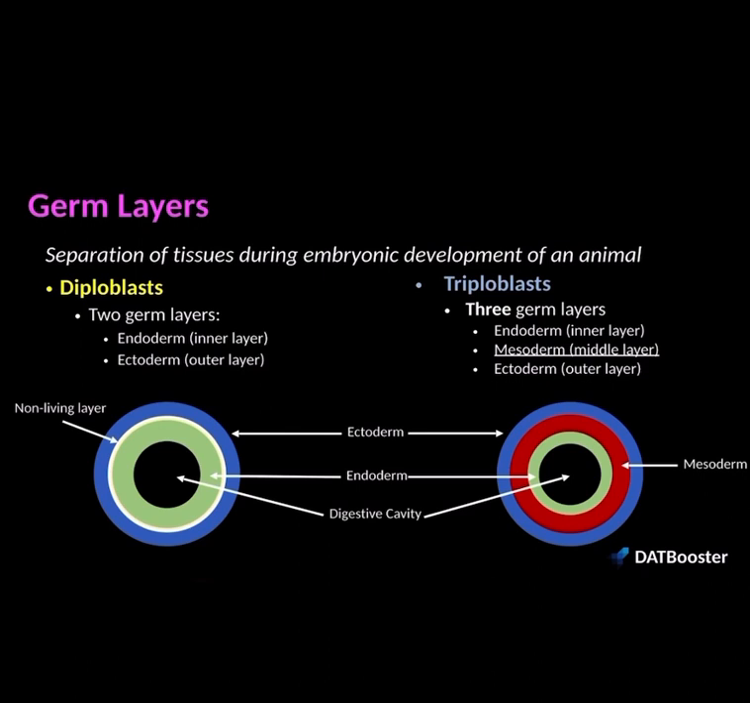So every animal can either be classified as a diploblast or a triploblast. Diploblastic animals have two germ layers. They have an endoderm, which is going to be your inner layer, and then they have an exterior ectoderm. So they have an outer layer, just an inner layer and an outer layer. Triploblastic animals, on the other hand, have three germ layers. They have that endoderm, they have that ectoderm, but they have a middle layer, starts with M, a mesoderm. So middle starts with M, mesoderm.